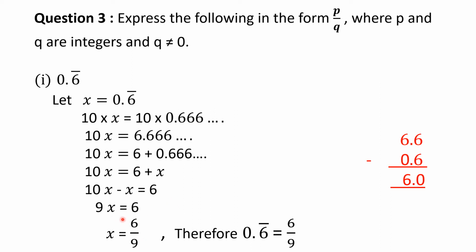Here x is equal to 6 by 9. Why? Because 6 was already there, 9 is in multiplication. When it goes to the other side of the equal to, it becomes division. So 6 by 9, right? So therefore, I can say that what is x? x is 6 by 9. And what is x? x is 0.6 bar. So 0.6 bar is 6 by 9, right? So let's see the second one.